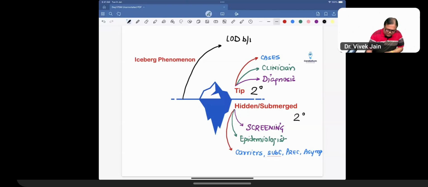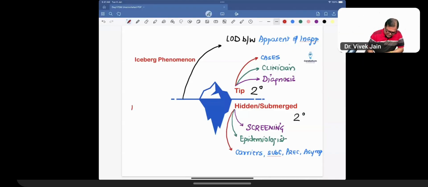It actually lies between, line of demarcation lies between. Yes, Dr. Rohan is right. Apparent and inapparent infections. Visible and invisible. I'm telling you a sentence, tell me true, false. Iceberg is dynamic. Yes, it can change shape and size depending on how many we are able to detect and treat properly.